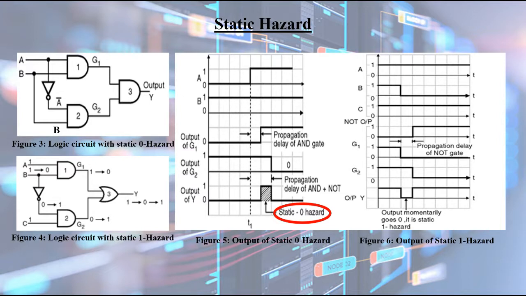However, it doesn't. This is because of the propagation delay of the NOT gate. The effect of the propagation delay of the NOT gate is as shown in figure 6. Thus, the output Y goes to 0 momentarily, as shown in figure 6 as well. This is called a static 1 hazard.